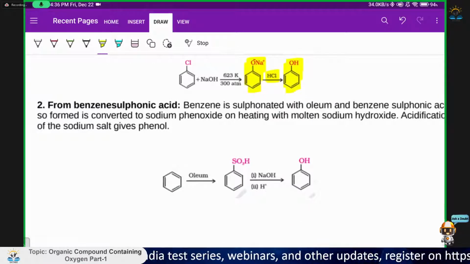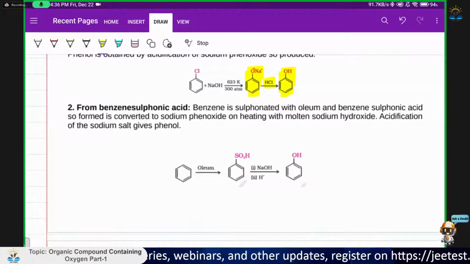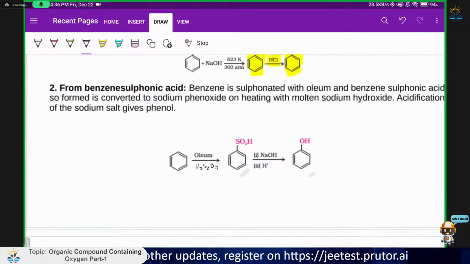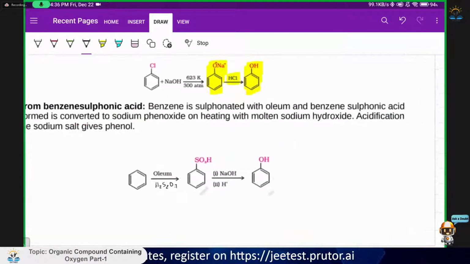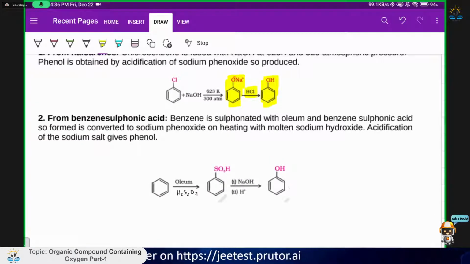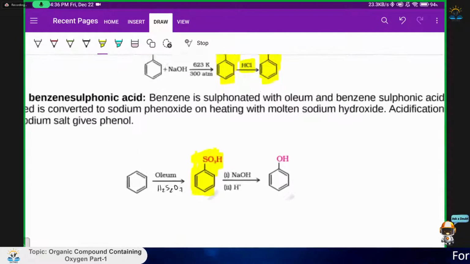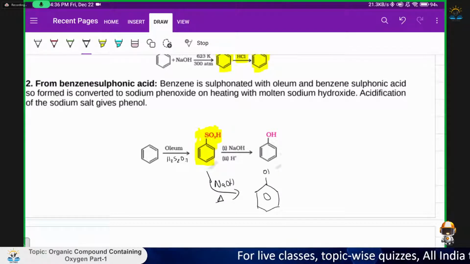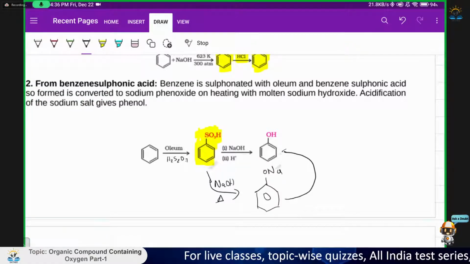Now from benzene sulfonic acid. Benzene is sulfonated with oleum. This oleum is H2S2O7. When we add oleum to benzene, we get what? Benzene sulfonic acid. So benzene sulfonic acid, on heating with molten sodium hydroxide, what do we get? We get the sodium phenoxide ion. And sodium phenoxide ion, when we acidify, we get phenol.